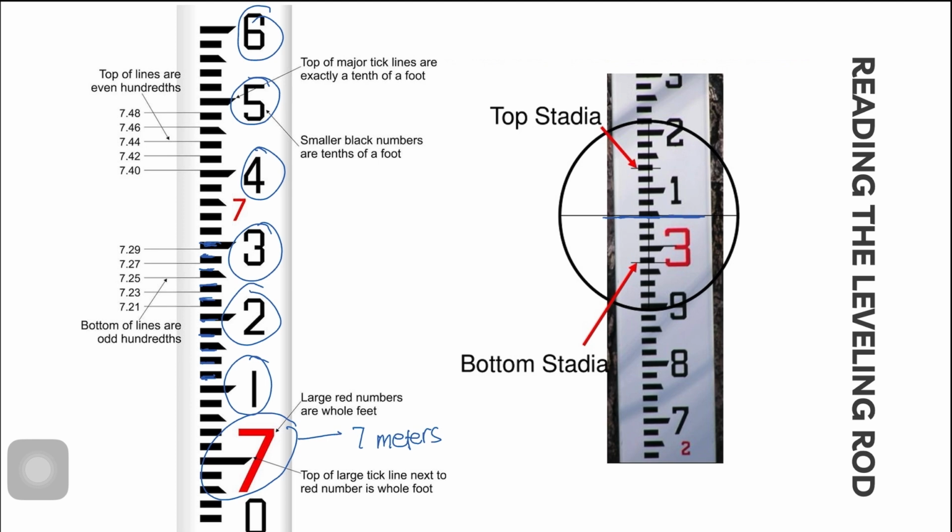That means our reading is 3 meters, and it cuts at the bottom line. So that means it is an odd number. So to count, 1, 3, 5. This means it is 5 centimeters, or can be written as 3.05 meters.